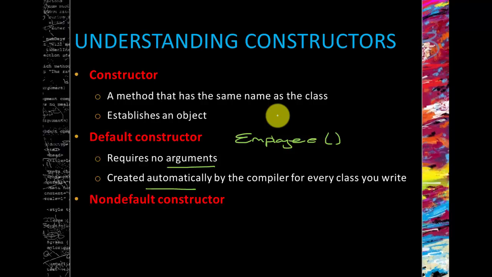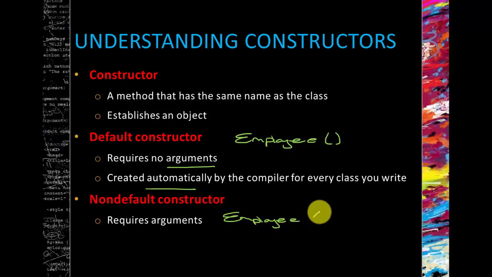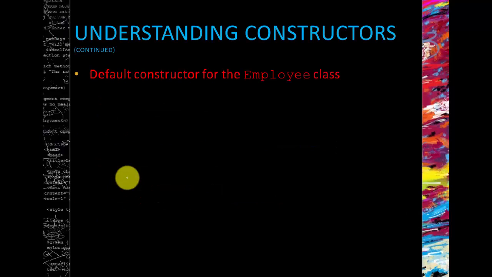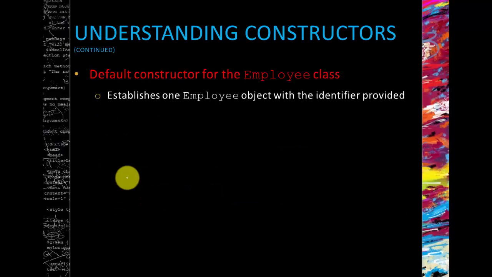Now, a non-default constructor. If a default constructor doesn't have arguments, a non-default constructor requires arguments. So it requires something for you to put in the brackets. In this case, maybe I can give my hourly rate in the brackets here. So it requires an argument from our application class or from our object, which we instantiate. In short, our default constructor for our employee class establishes one employee object with the identifier provided.